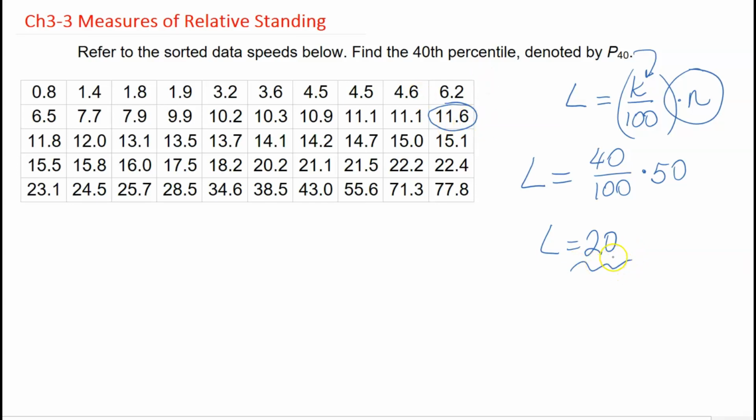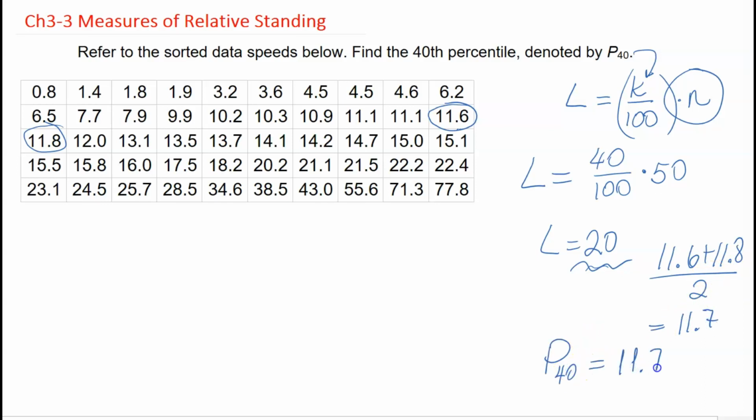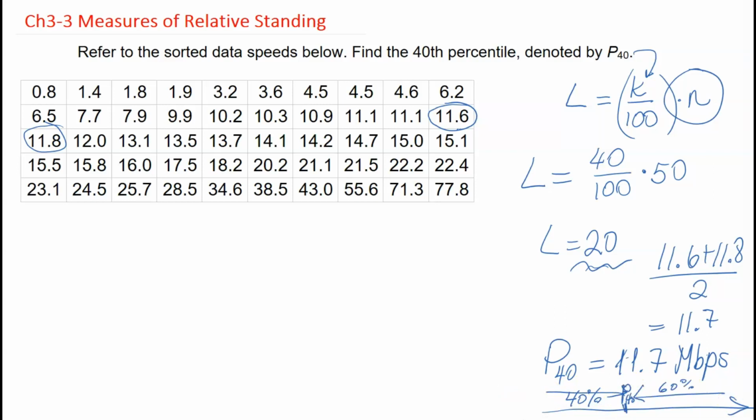If the location is a whole number, then we go to the next place and find the midpoint between the data that is located in the 20th place and the next data. 11.6 plus 11.8 divided by 2 is equal to 11.7. The 40th percentile is 11.7 megabytes per second. That means that 11.7 is the data value that separates the low 40% of the data from the high 60% of the data. Let's say we want to find the 75th percentile.